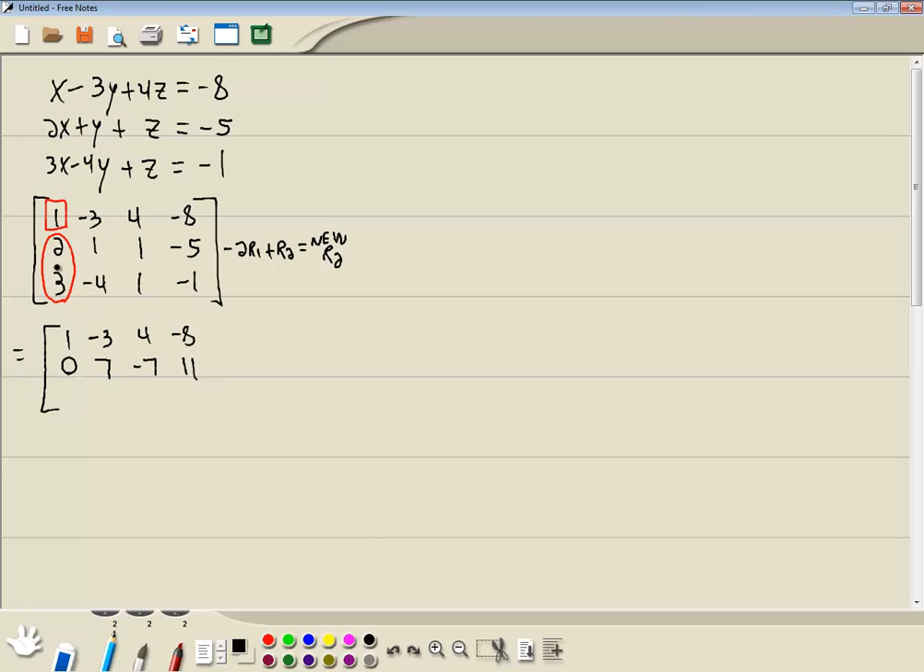Now we want to do the same thing here. We want to get a 0 here, so you ask yourself, what do you multiply times this 1 that you can then add to this 3 to get a 0? That'd be a -3. So we'll take -3 times row 1 and add that to row 3, and that's going to give us our new row 3. So -3 times 1 is -3 plus 3 is 0. -3 times -3 is 9 minus 4 is 5. -3 times 4 is -12 plus 1 is -11. -3 times -8 is 24 minus 1 is 23.